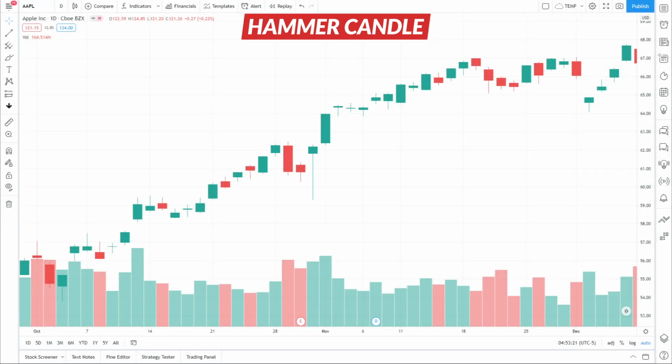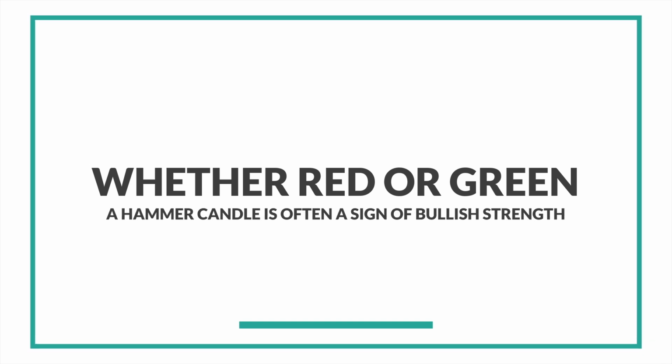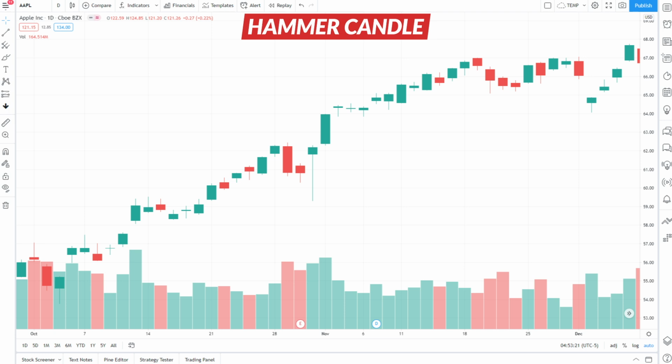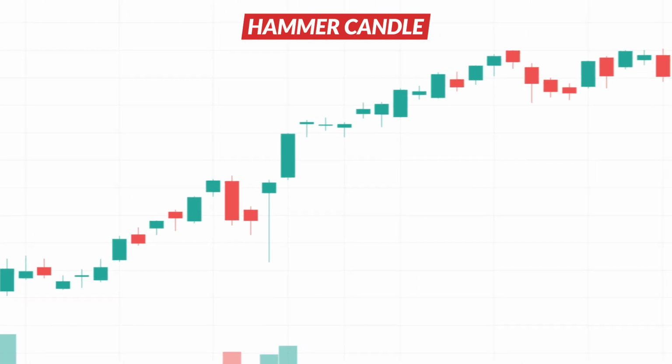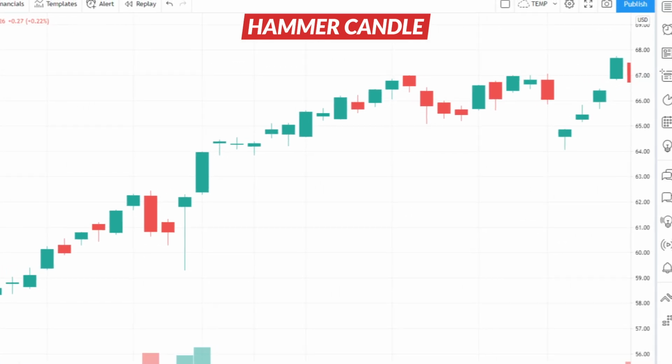It can be identified by its short body and long lower wick. Whether red or green, a hammer candle is often a sign of bullish strength. The hammer candle tells us that although price did move lower during the course of the time period for which the candle represents, the lower prices were rejected and buyers entered the market, pushing the price back up towards the higher prices which the candle opened at.